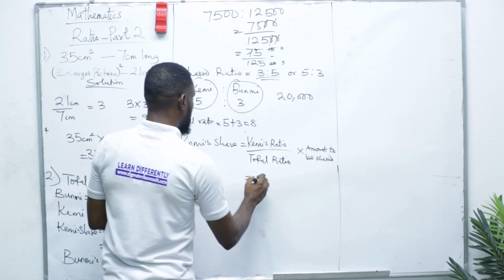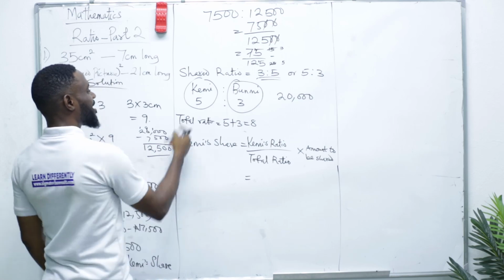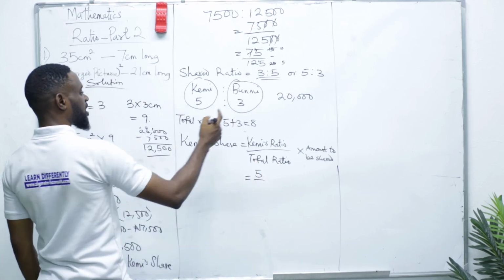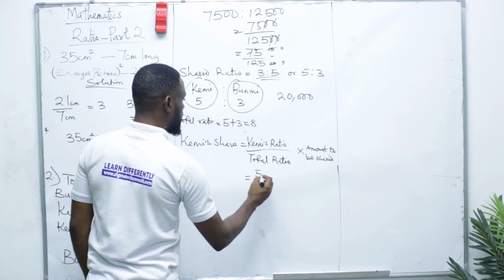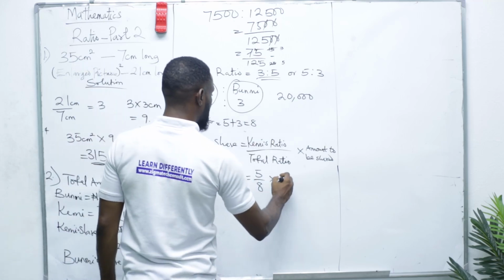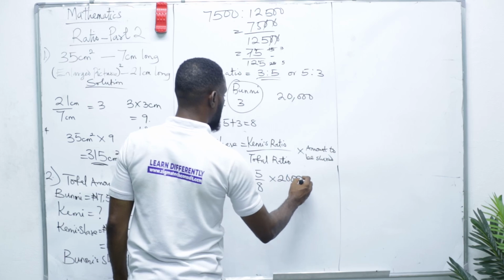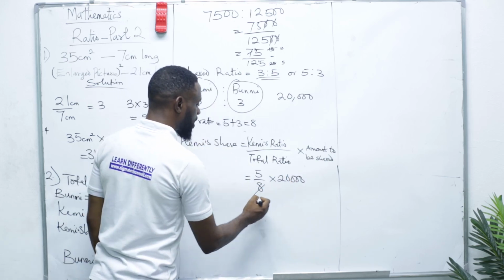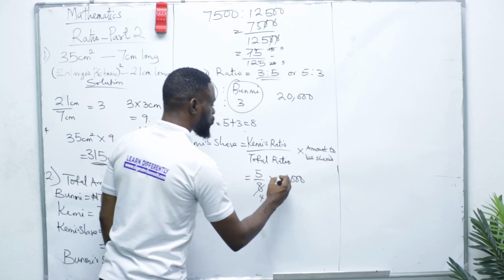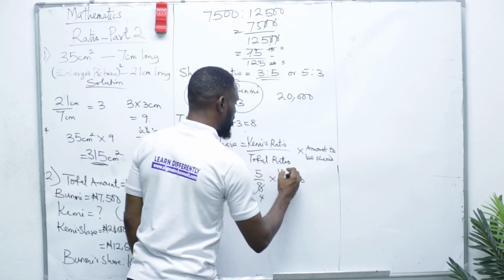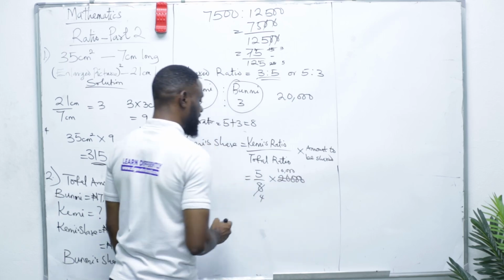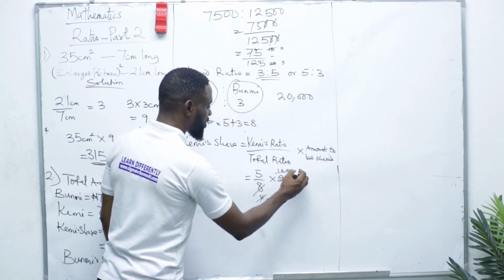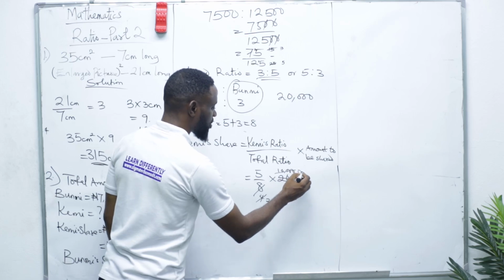So let's see Kemi's share. Kemi's ratio is 5. Their total ratio is 8, which is this. What they are sharing is 20,000 naira. Right? Good. 2 into 8 is 4. 2 into 20,000 is 10,000. Right? 2 into 4 is 2. 2 into 10,000 is 5,000.